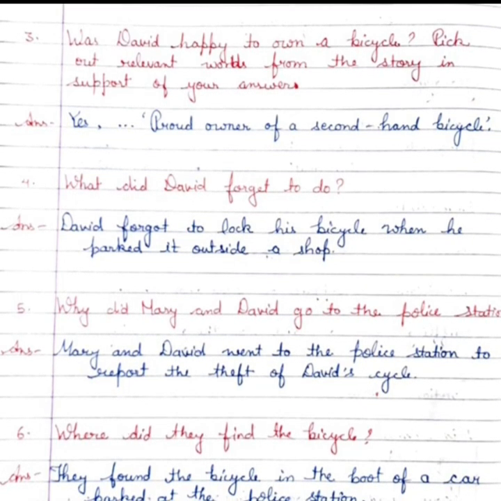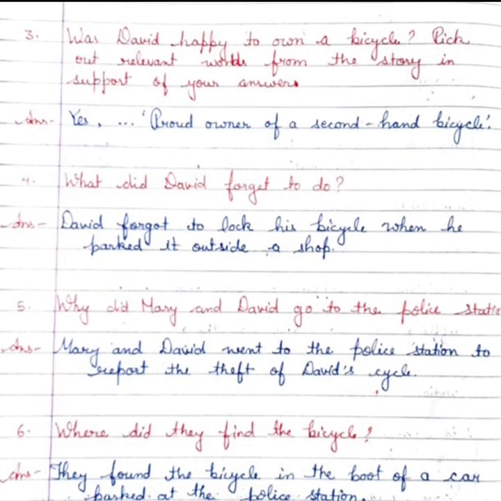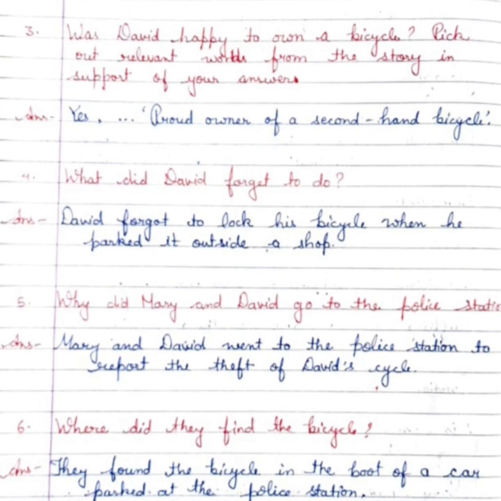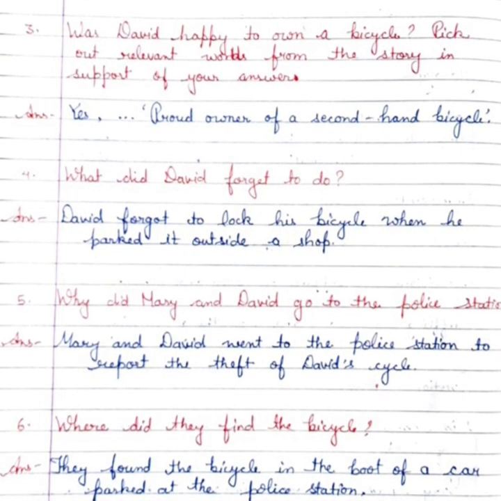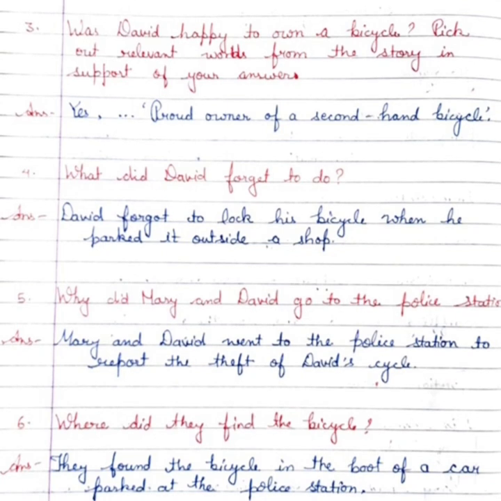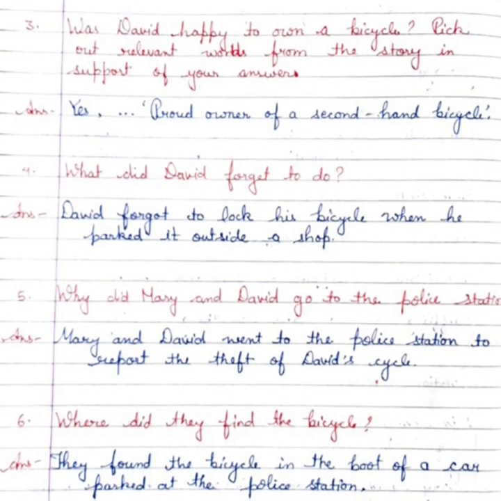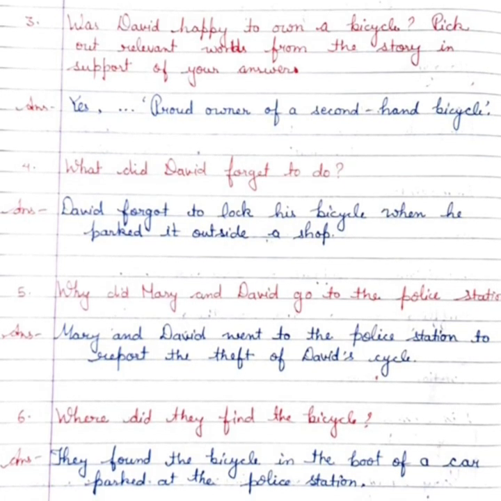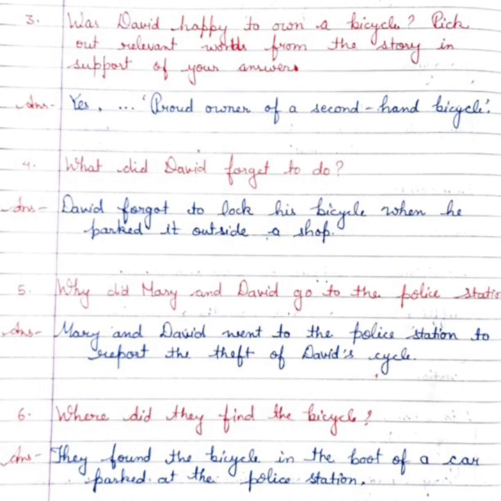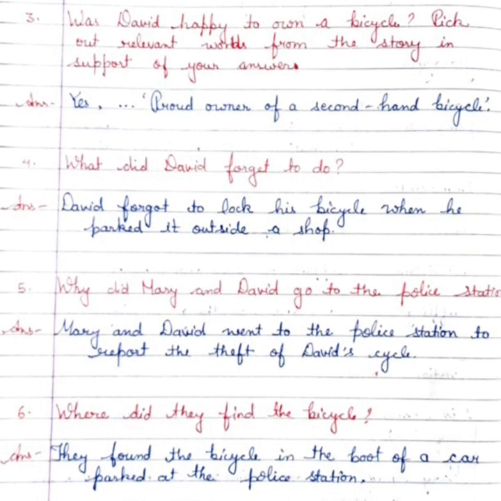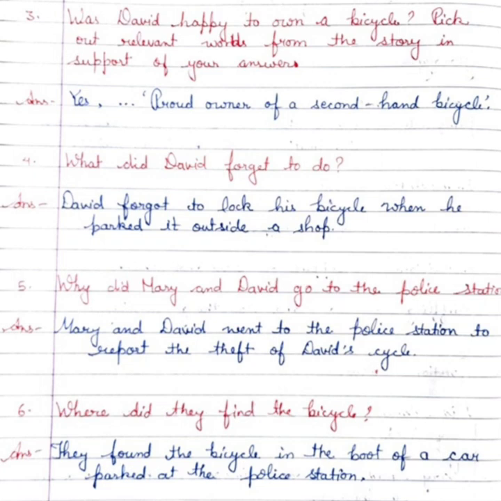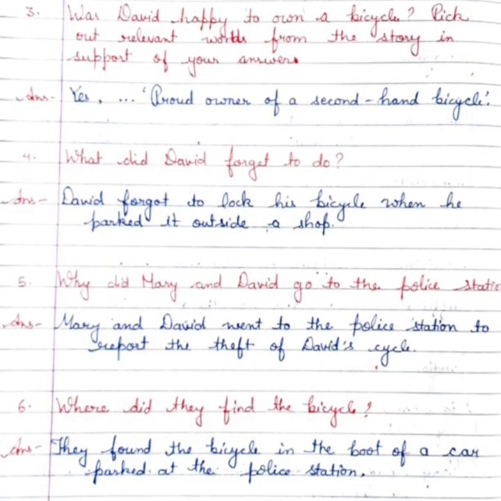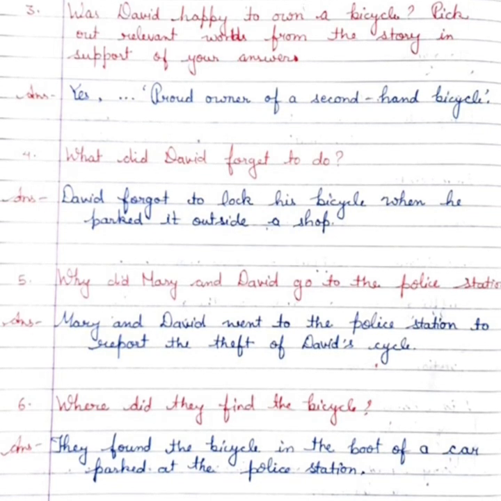Now let's do question number 3. Was David happy to own a bicycle? Pick out relevant words from the story in support of your answer. तो क्या David happy था? Of course he was happy. So the answer is yes, he was happy. What are the words? Proud owner of a second hand bicycle. So proud owner, proud is a word like जिसका meaning होता है गर्व करना कि he is having a bicycle. Okay. So that's why proud owner of a second hand bicycle shows that he was very happy.